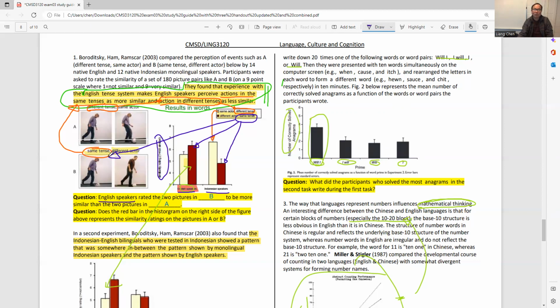You can put the question in the chat if you have any. Okay. So this question, the second question, is the same thing. So you know it now already. That's the red bar in the histogram. These are the histograms on the right side of the figure. The right side of the figure represents the similarity rating on the pictures in A or B. So we already saw this red one on B.